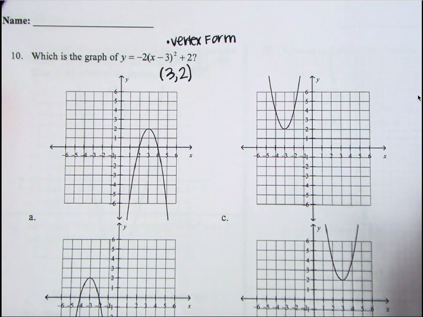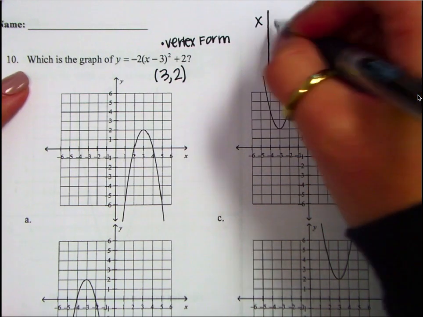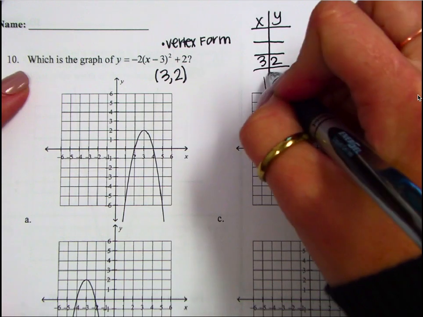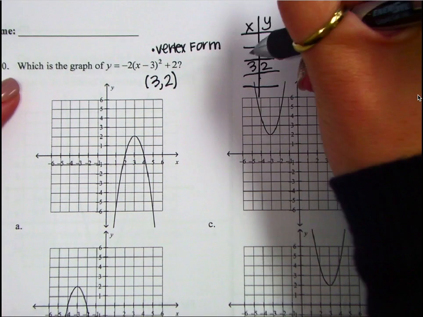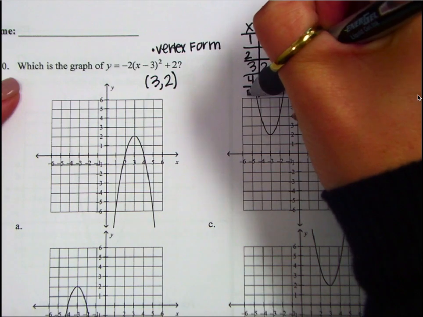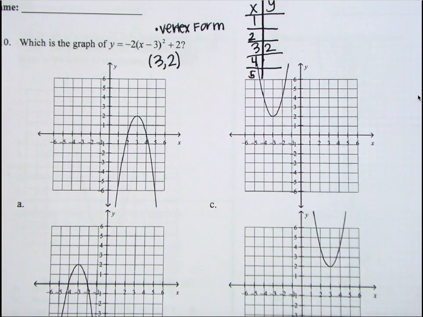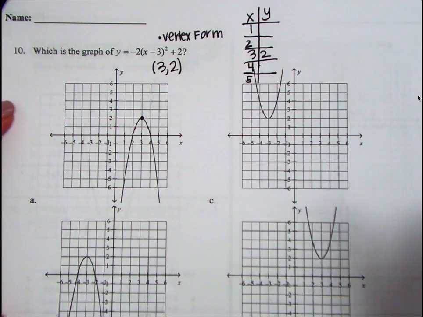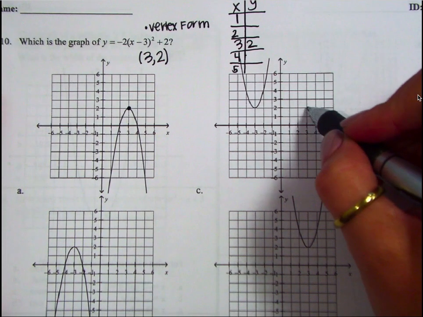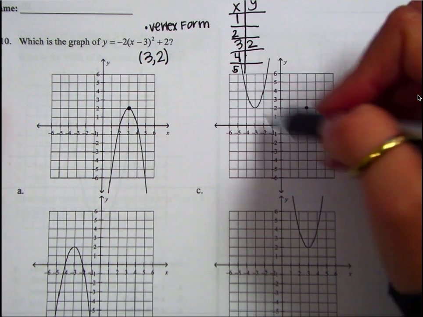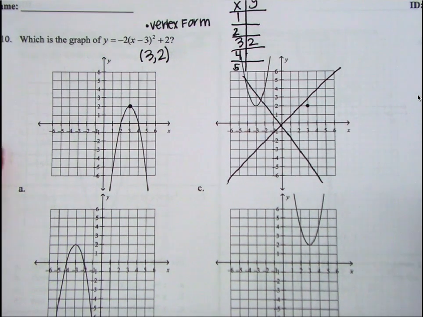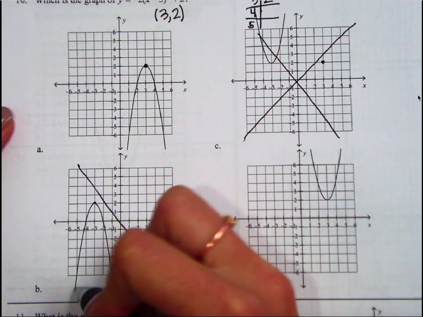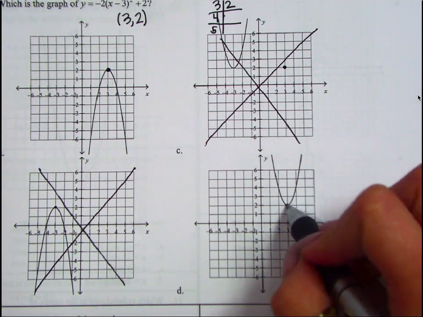Okay. From here, I originally had you make a table where your vertex would go in the middle of the table. Okay, so you can do it that way, but we can see just by looking at these graphs and do some eliminating. So 3 comma 2, so A looks good so far. C, the vertex is over here at negative 3, 2, so that's not going to be our answer. Over here at B, negative 3 comma 2, also not going to be our answer. And then D is at 3 comma 2 here.